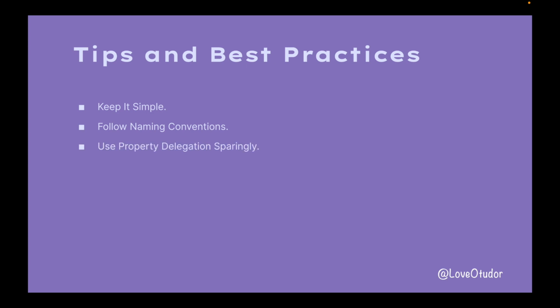Use property delegations sparingly. While it is a great tool and can simplify your code, it is not always necessary. Use it when it genuinely reduces boilerplate code or enhances readability, but don't overcomplicate your code with unnecessary delegation. Document your getters and setters clearly, especially if your custom getters or setters perform non-obvious or very important operations. Document them thoroughly with comments so that other developers can understand their purpose and behavior.